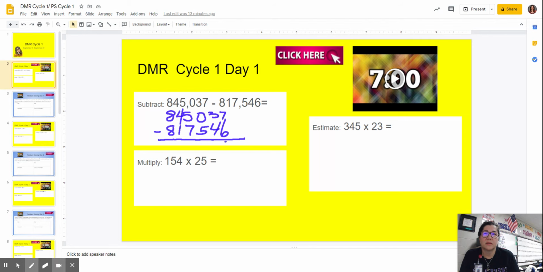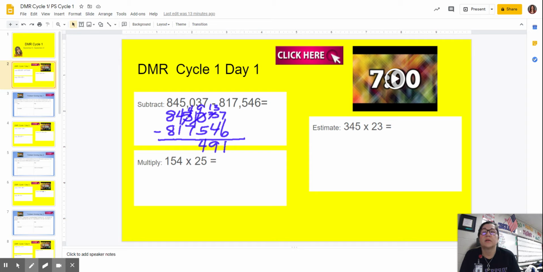7 minus 6 would be 1. I cannot take 4 from 3, and I cannot borrow from the 0, so I go to the 5. It becomes a 4. The 10 has to become a 9. And then the 3 can become a 13. And 13 minus 4 leaves me with 9.